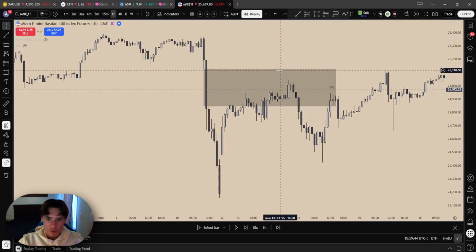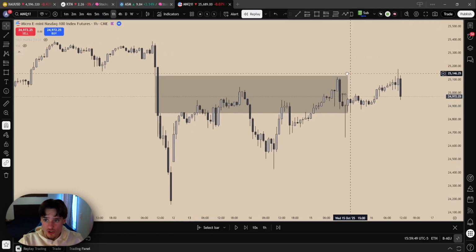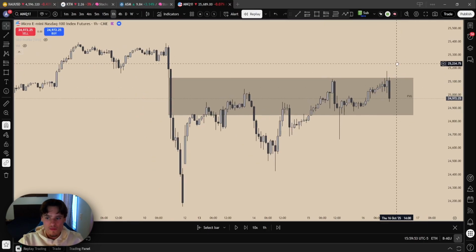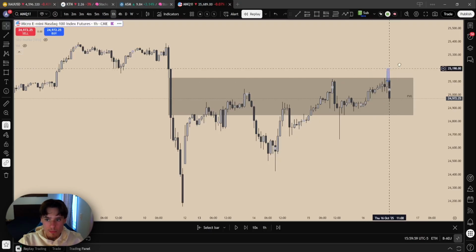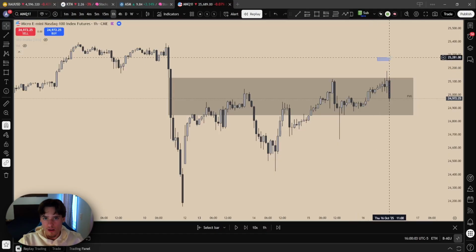What do we see? We have 1 rejection. We have 2 rejections. We have 3 rejections, and we even have 4 rejections. Now, fair value gaps can have 30 rejections as long as there is no full body close above it. It can be a wick, perfectly fine, as long as it's not a full body close.